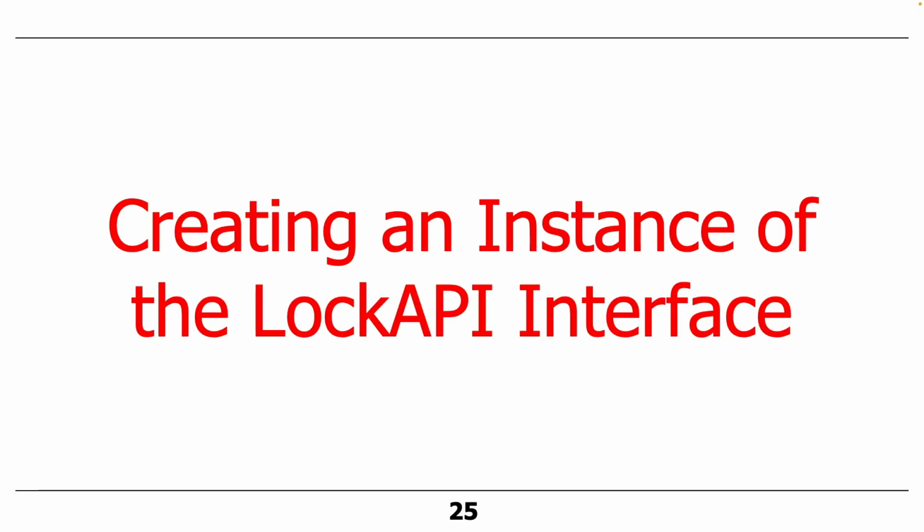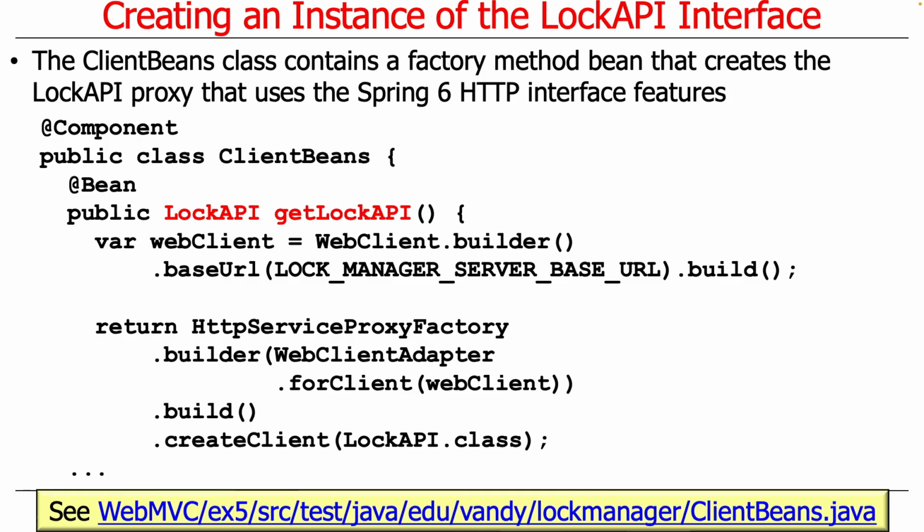So let's take a look quickly at how you create an instance of the Lock API interface. So here's the bean that we make. You can see this is in the ClientBeans class, which is on the client side. We have a bean, which is called getLockAPI, that returns a LockAPI. So anywhere we need a LockAPI, this is what's going to match to it and do the dependency injection automatically.